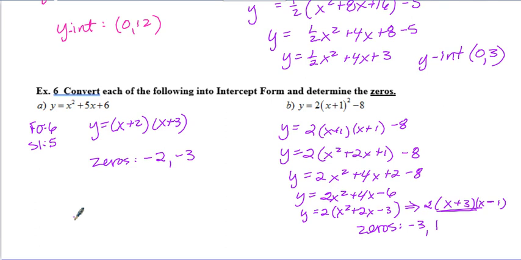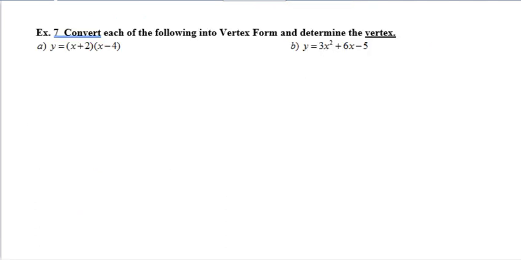All right, let's do one more set of converting. Converting into vertex form, our friend HK format. So let's go ahead and see how we can get there. Now, y equals x plus 2 and x minus 4. We need to get to vertex form. So let's see. Y equals x squared minus 4x plus 2x minus 8. Or x squared minus 2x minus 8.